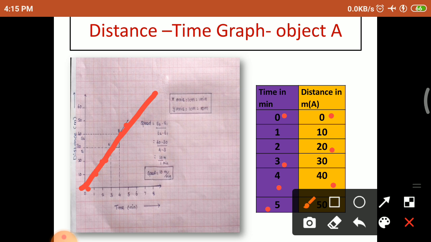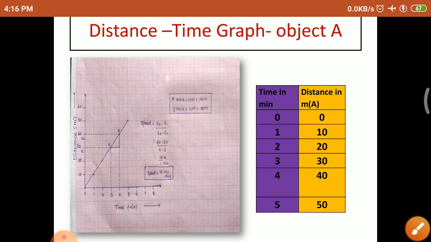I got a straight line. From this, I can say that object A moves in uniform motion because the object covers equal distance in equal intervals of time. When an object covers equal distance in equal intervals of time, then the motion is said to be uniform motion.